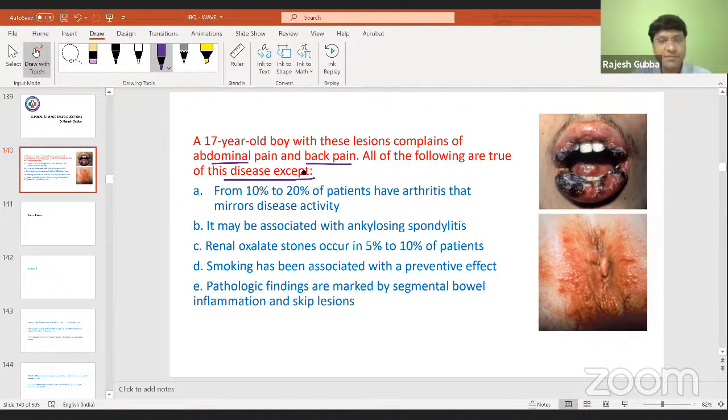From 10 to 20% of the patients have arthritis that mirrors the disease activity. Second option, it may be associated with ankylosing spondylitis. Third option, renal oxalate stones occur in 5 to 10% of the patients. Fourth option, smoking has been associated with a preventive effect. Fifth option, pathological findings are marked by segmental bowel inflammation and skip lesions. So who will be the first person to tell me the answer?